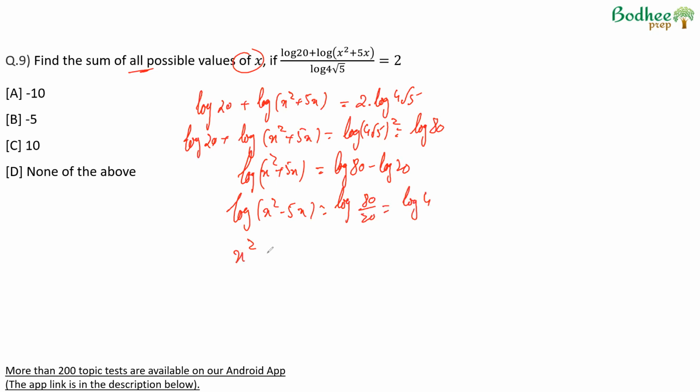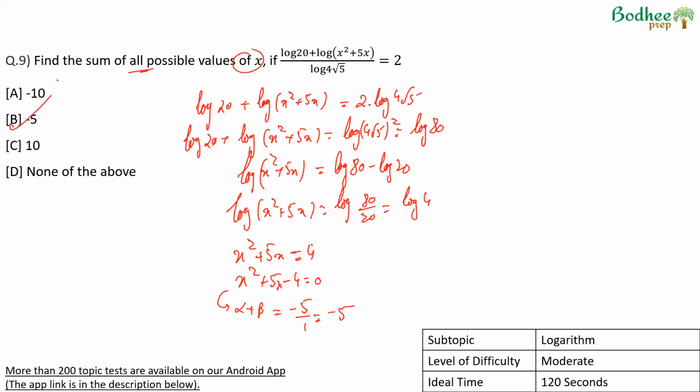And therefore x square plus 5x will be equal to 4, which means x square plus 5x minus 4 is equal to 0. All the possible values of x will be the roots of this equation, say alpha and beta. Alpha plus beta will be nothing but minus b by a, and therefore the sum of values becomes minus 5. Again, I think a relatively easy question, easy to moderate at best, not more than 2 minutes to solve.